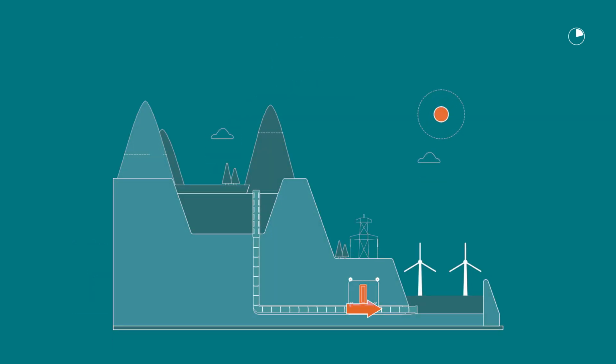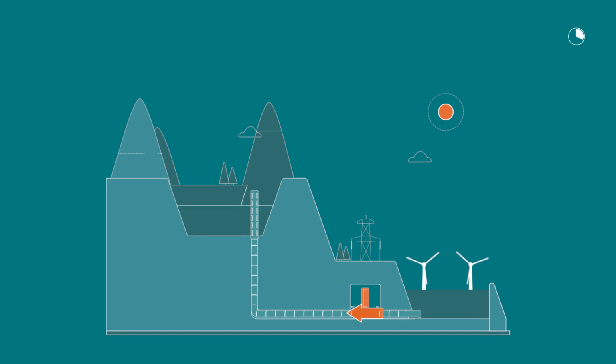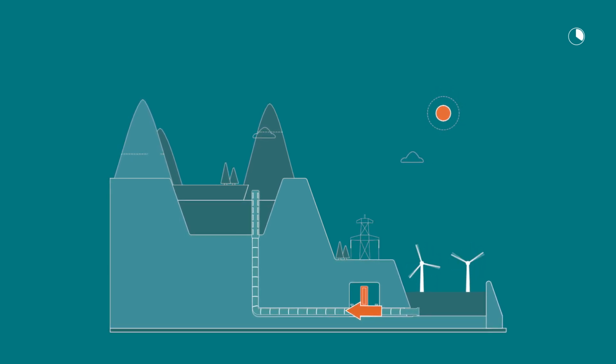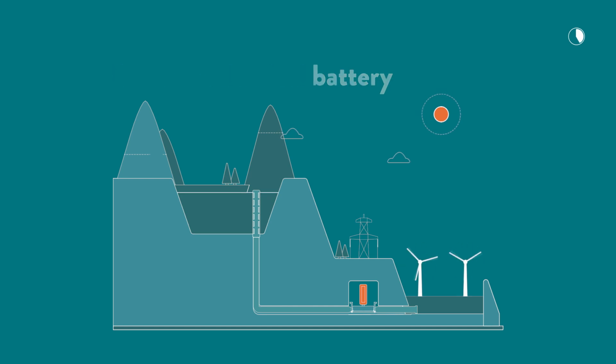When energy is needed, the water is led into hydro turbines to make electricity. But when there is an abundance of energy, the turbines reverse and are used as pumps to pump up water into the elevated lake, making it a giant mechanical battery.